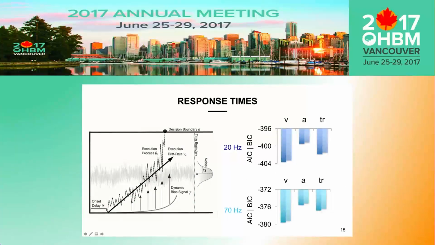When we fitted these models for both our 20 and 70 hertz stimulation sessions, we saw that in both cases, the speed of the accumulation process provided the best fit to our data, although in opposing ways. So for the 20 hertz stimulation session, the rate of accumulation was decreased, so the GO process was slowed down. And for the 70 hertz condition, we saw an increase in accumulation rate, such that the GO process was speeded up.